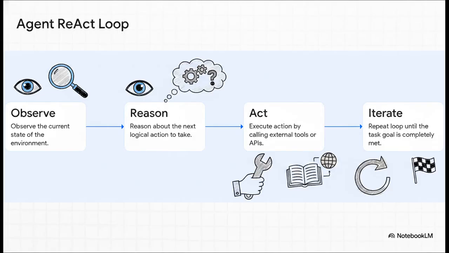Now, if RAG is giving the model a book, AI agents are like giving it hands. The agent loop is fascinating. Step 1, observe the current state. Step 2, reason about the next logical action. Step 3, act by calling external tools or APIs. Step 4, iterate until the goal is met. This is the ReAct architecture, reason and act. Suddenly, your LLM isn't just a chatbot. It's a dynamic reasoning engine surfing the web and solving multi-step problems.